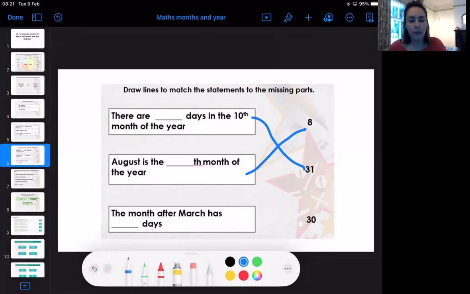So the month after March has 30 days. What is the month after March? January, February, March, April. 30 days have September, April, June, and November. Absolutely. The month after March, which is April, has 30 days.